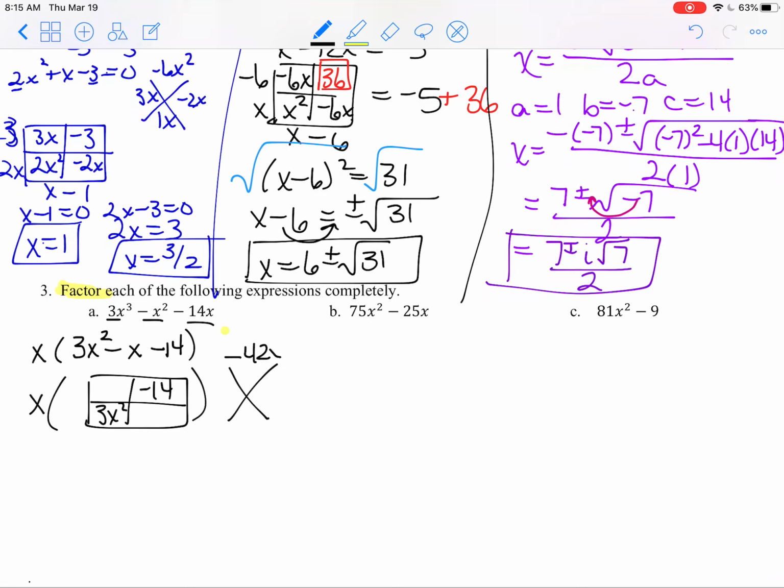So 3x squared minus 14. 3 times negative 14 is negative 42x squared and negative 1x. So I have to figure out what multiplies to be negative 42 and adds to be negative 1. And that's negative 7x and positive 6x. Put those in the parentheses.